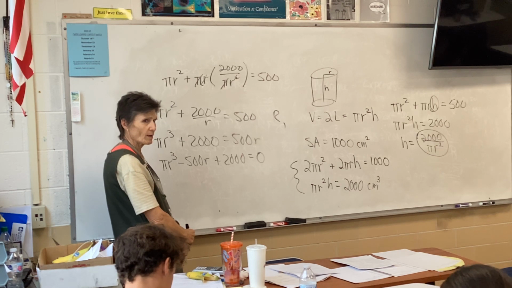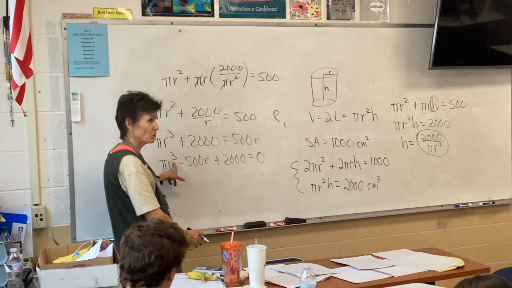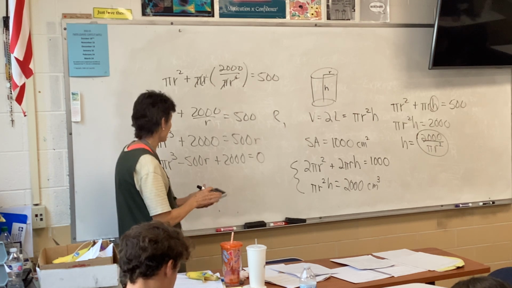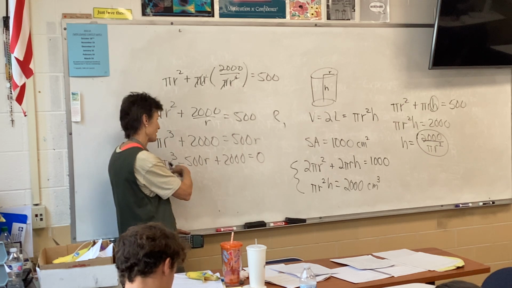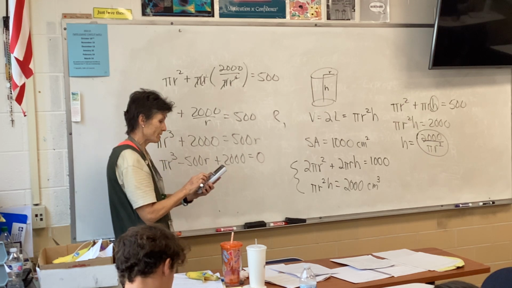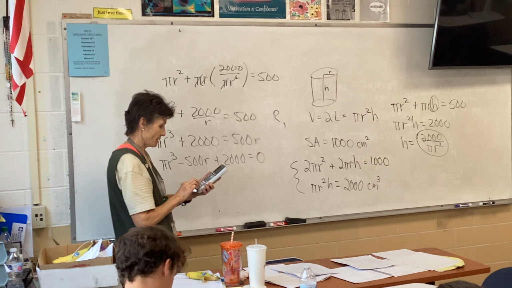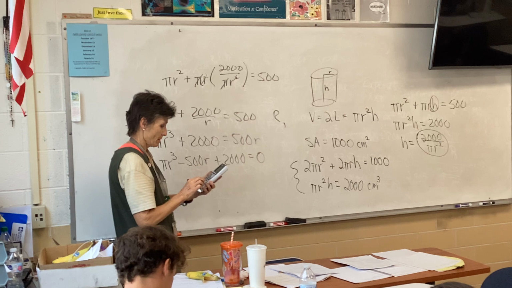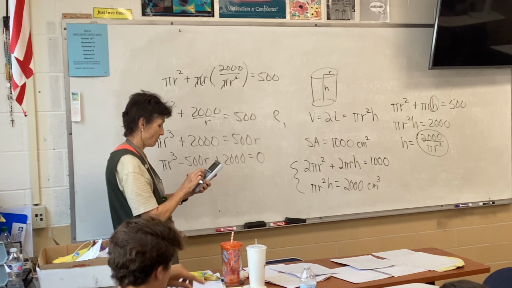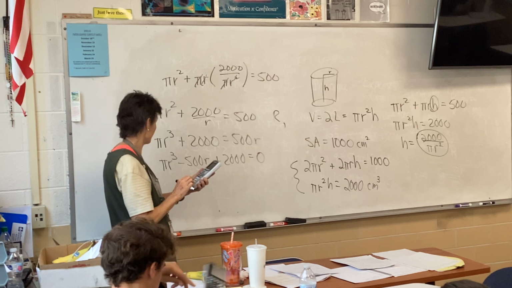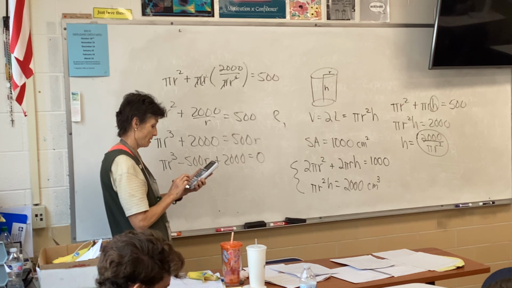Are we going to use the quadratic formula? No, because it's a cube. Let's graph it and see if we can come up with an r. Keep in mind, I don't know what this thing looks like, but whatever r is, it has to be positive, right? So keep that in mind as you look at the picture of it. Pi r cubed minus 500 r equals 2,000.